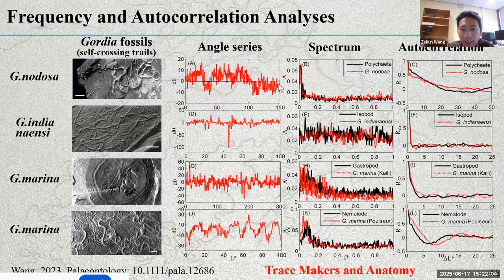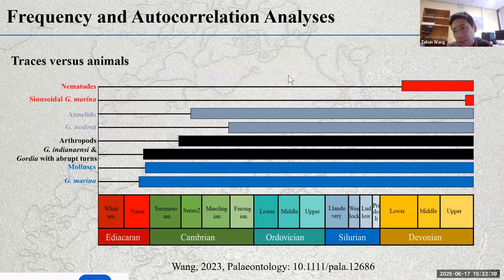And the third one is Gordia marina, which could be related to some mollusk grazing behavior or the feeding over the carapace of some dead animal. And the last one is also Gordia marina, but it should probably be left by some nematode or animals with similar locomotor mode. So as you can see, the frequency spectrum and autocorrelation function can serve as the identification card of these trace makers, and it can help us take an estimation of the trace makers through deep time. And we can also make some comparisons between the trace makers and their trace fossils through deep time.